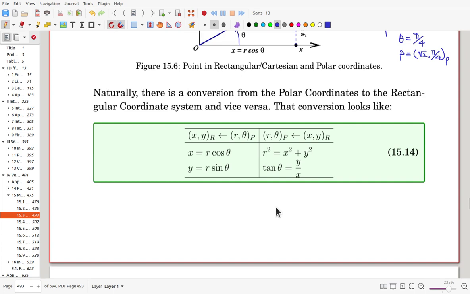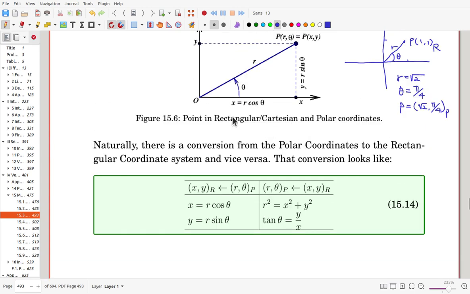Here we have formulas. You can convert from r, theta in polar coordinates to x, y in rectangular coordinates. And you already know this one. x is r cosine theta, and y is r sine theta. From this triangle, the hypotenuse has length r. So this bottom is r cosine theta, and this height must be r sine theta. So x is r cosine theta, y is r sine theta.